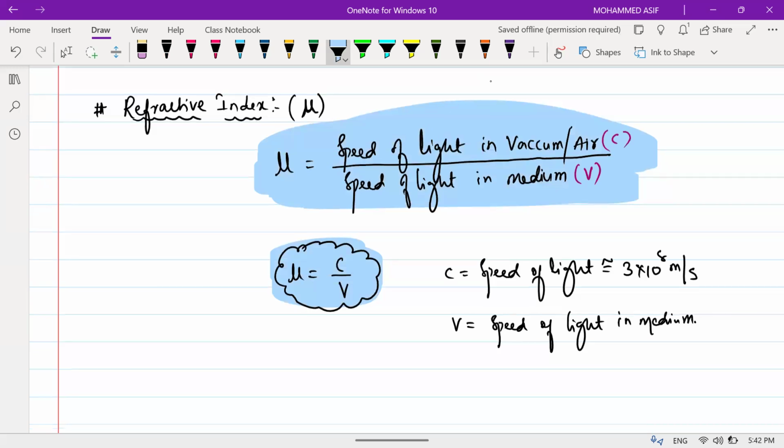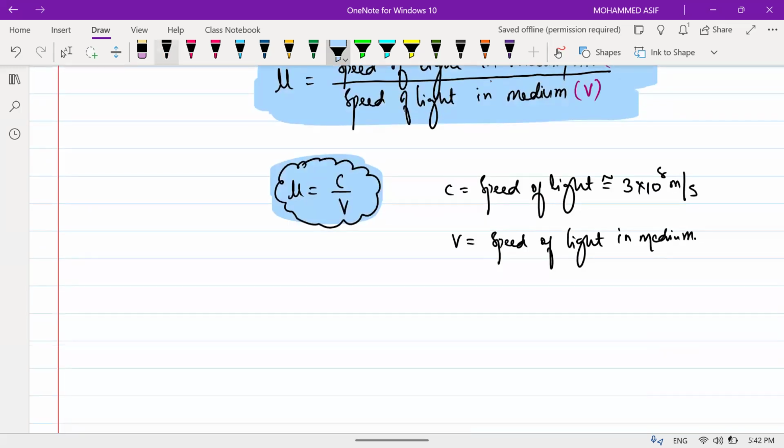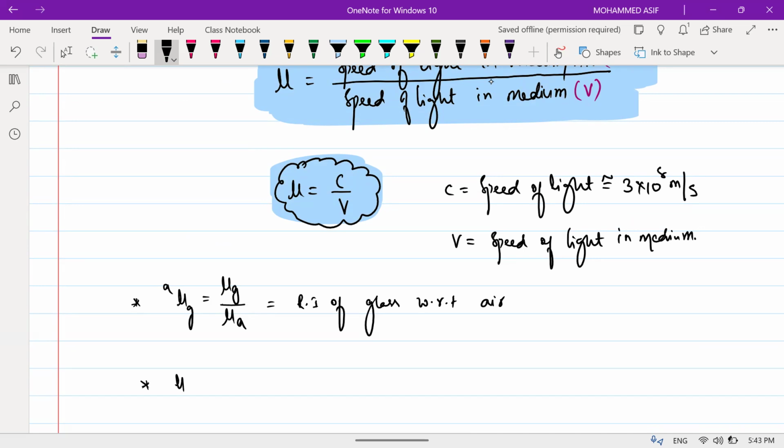Clear, beta? Now representation. Let's see. If this is the refractive index of glass with respect to air, we'll be writing this as mu g divided by mu a. Whatever is the down term, we'll write that. So it is read as refractive index of glass with respect to air. Now, if I write refractive index of water divided by air, how do you read this one? Refractive index of water with respect to air.